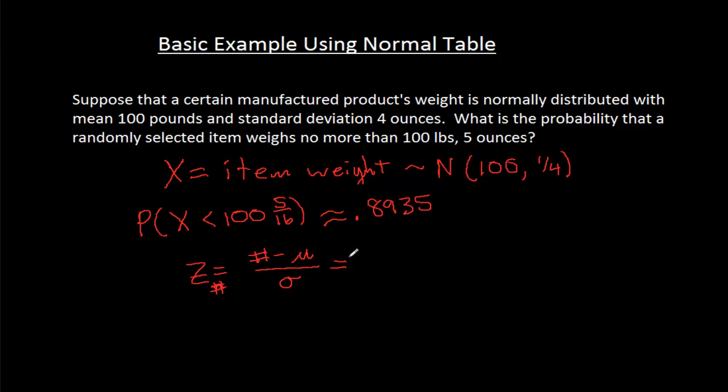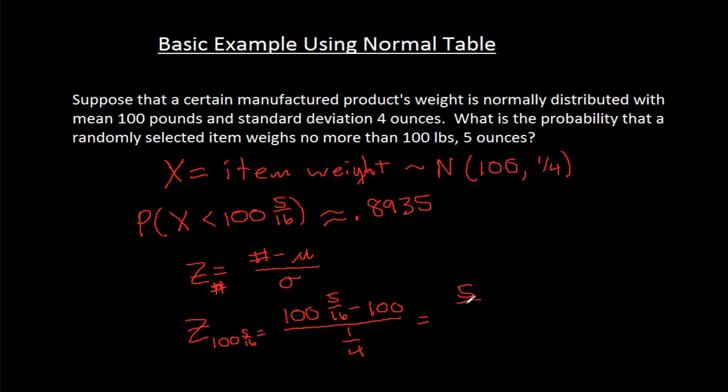Okay, so for our example, I don't want to put equals there because that is generally true for any number, but we have a special number. Our number is 105/16. Okay, so z sub 105/16, well, that's how many standard deviations that number is away from the mean. Okay, so we find the difference and then we divide by the standard deviation.